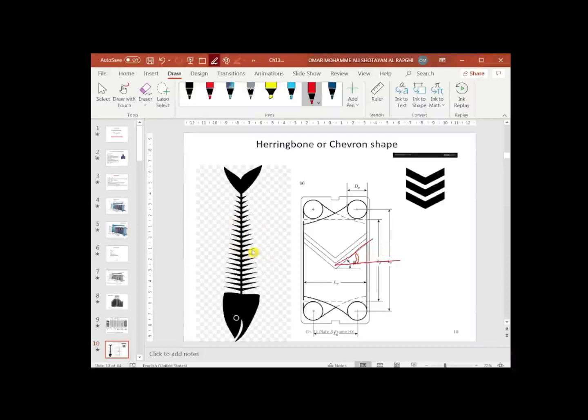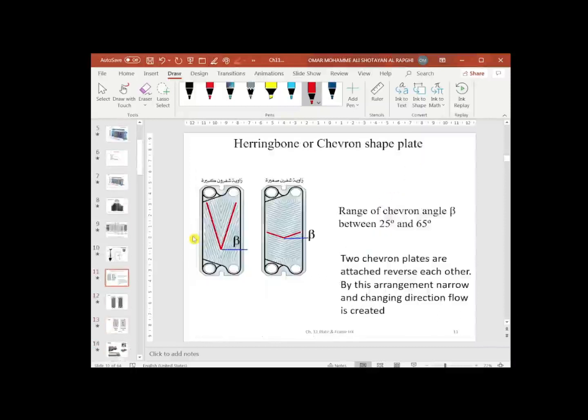Of course, we put here the herringbone of a fish so that you can see that the original shape of the herringbone comes from this shape. The chevron angle beta can vary between 25 and 65. As we said before, when you have two plates together, one of them is going to be like this, which is a V shape, and the other one is going to be an inverted V, so that when you put the two plates together, you will get something like this. This will create some kind of passages for the flow between the two ports.